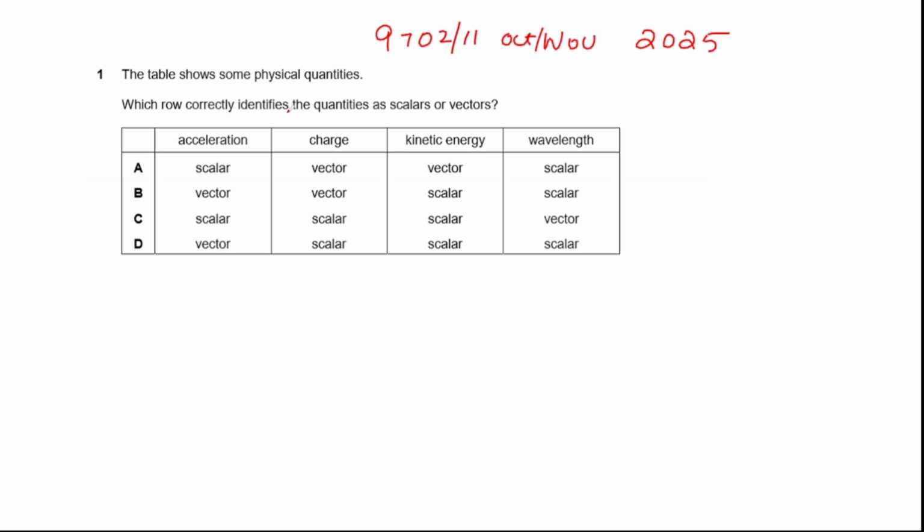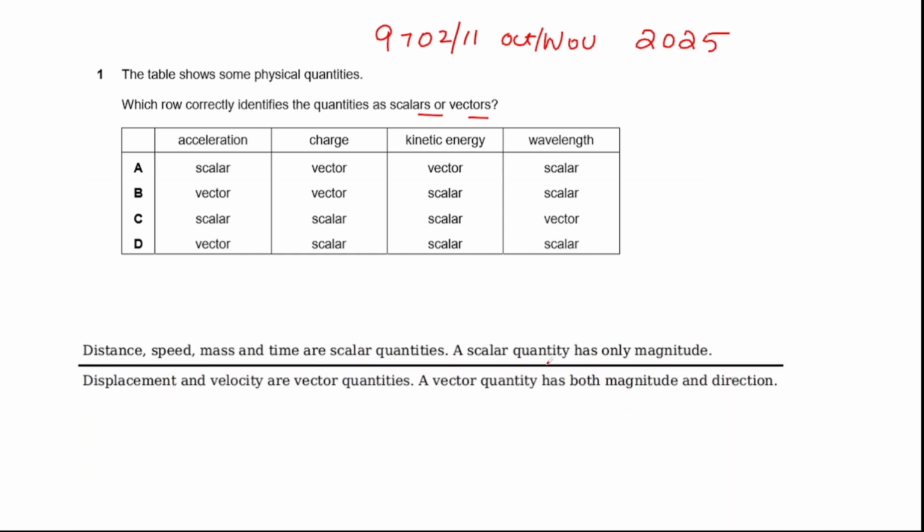So the first question is, the table shows some physical quantities. Which row correctly identifies the quantities as scalars or vectors? So first you have to know what is a scalar quantity: it's a quantity that has only magnitude, and a vector quantity has both magnitude and direction.